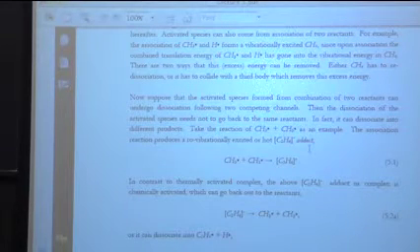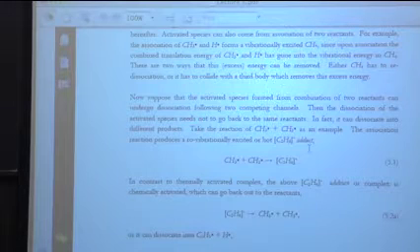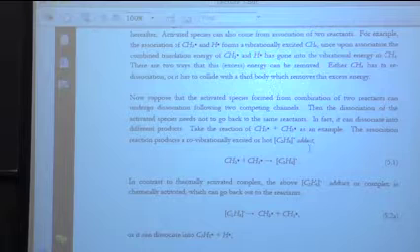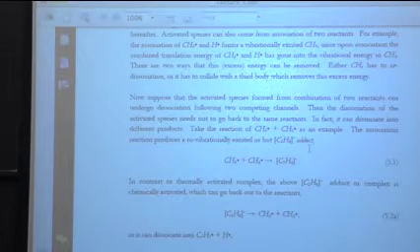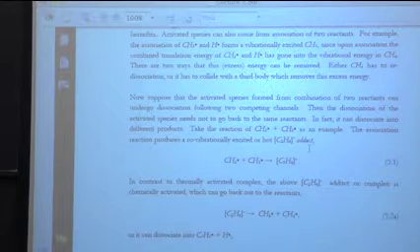Now, let me specifically talk about a chemically activated reaction. Take one example. Two methyl radicals come together. Initially, each has its own translational energy. So they bang into each other.